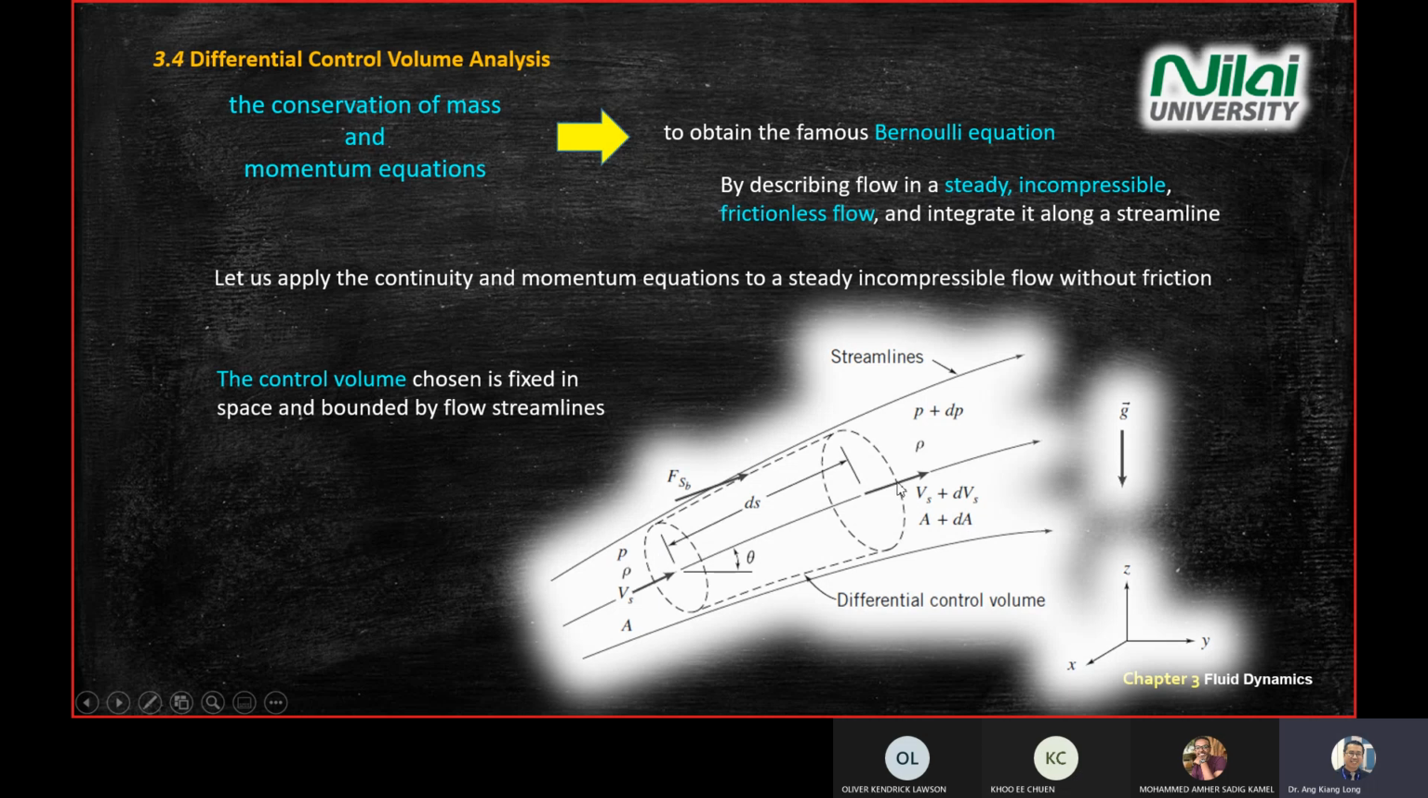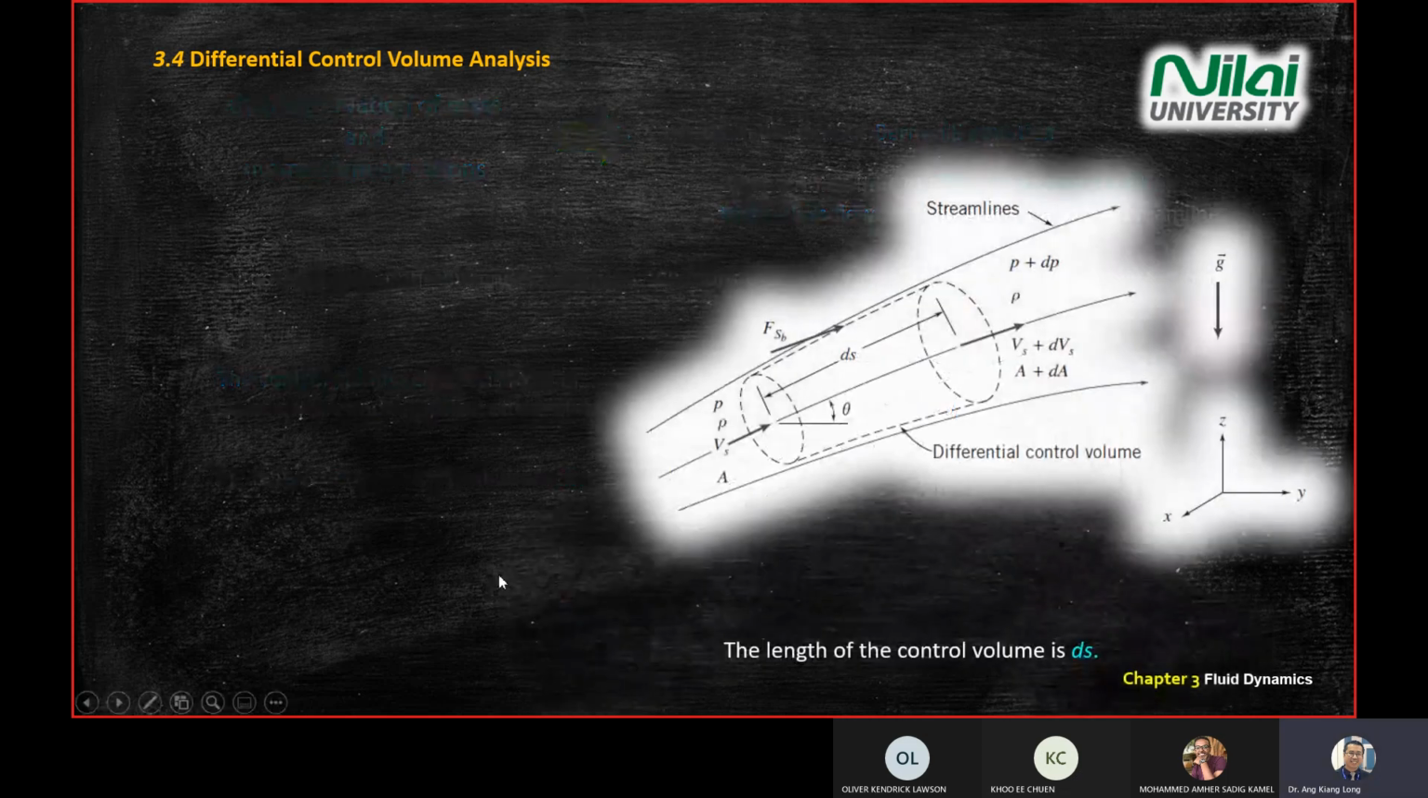And we use the control volume as what you see on the screen here. The dashed line over here is our control volume. And this control volume is going along the streamline here, right? The streamline. And the S here is the length between your inlet and outlet here. So we have a ds here.